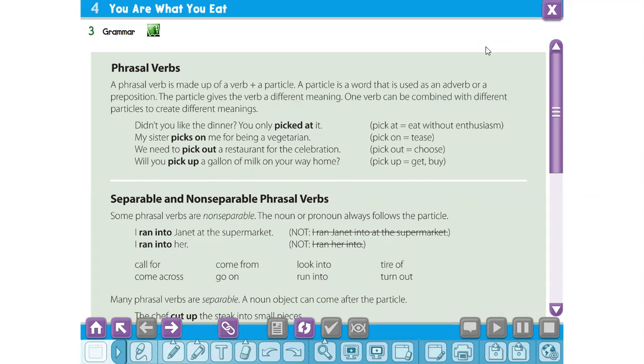How is it going? Today we will complete Unit 4. You are what you eat for Mega Goal 4 Grammar. Today we will use phrasal verbs, separable and non-separable phrasal verbs, and three-word phrasal verbs.